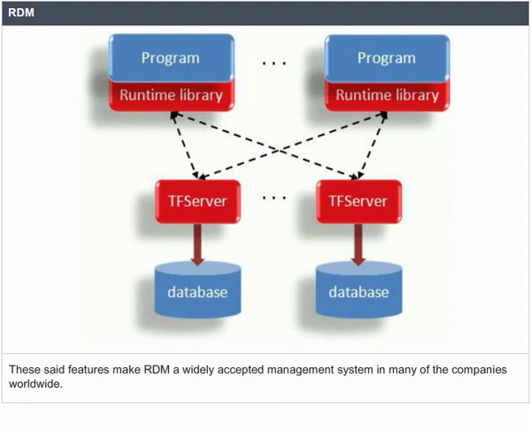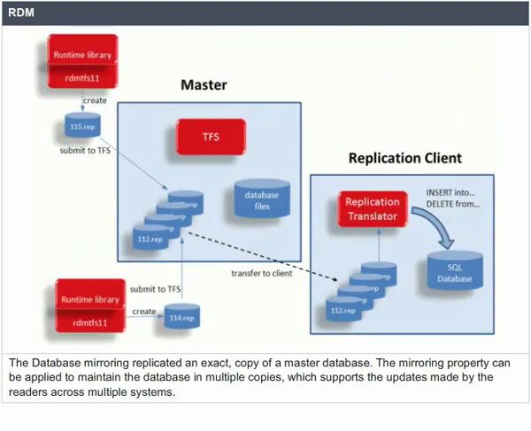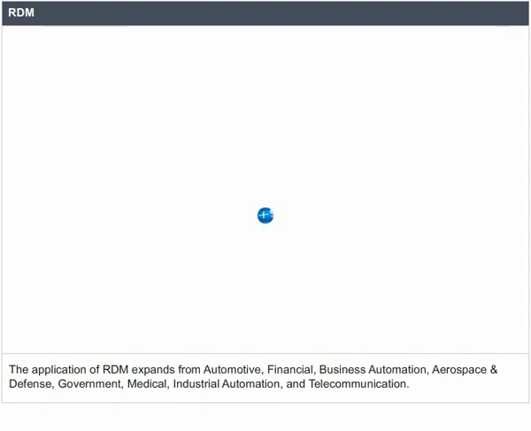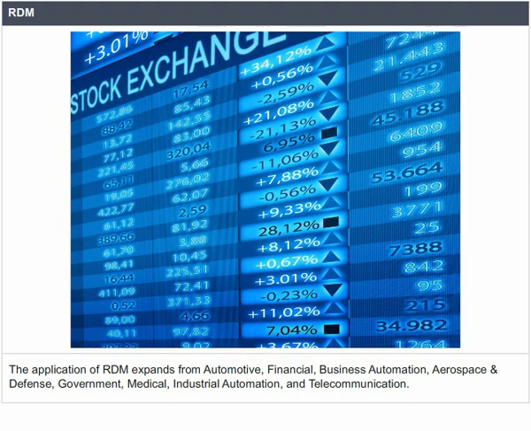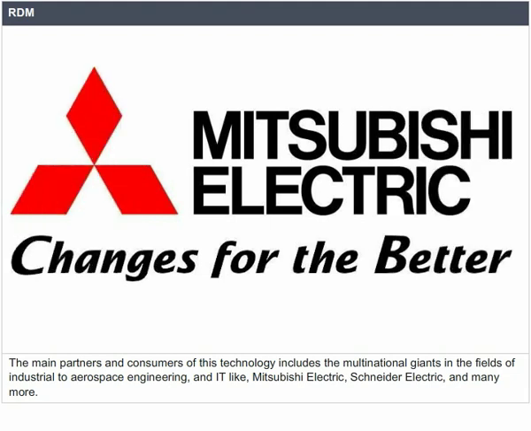The database mirroring replicates an exact copy of a master database. The mirroring property can be applied to maintain the database in multiple copies, which supports the updates made by the readers across multiple systems. The application of RDM extends to automotive, financial, business automation, aerospace and defense, government, medical, industrial automation, and telecommunication. The main partners and consumers of this technology include the multinational giants in the fields of industrial to aerospace engineering and IT majors like Mitsubishi Electric, Schneider Electric, and many more.